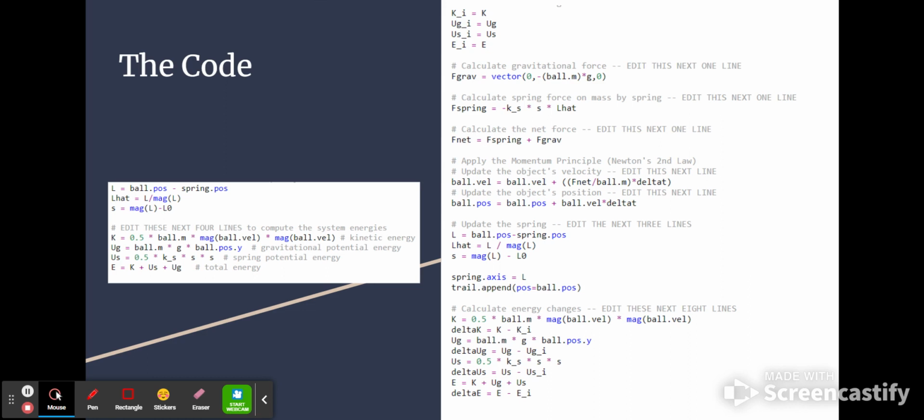And then we also had to calculate the gravitational force, spring force, and our net force, which are all basic calculations that we've been doing forever. F spring is just negative ks, talked about that. And then by applying the momentum principle, we can update the system to show us our new changes. And then we calculate energy changes, and by doing all this, basically what we're doing is finding these new positions and these new velocities that the mass is going to reach.